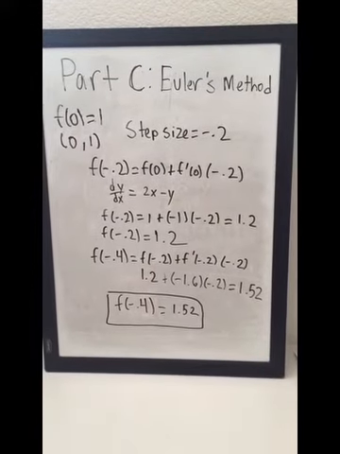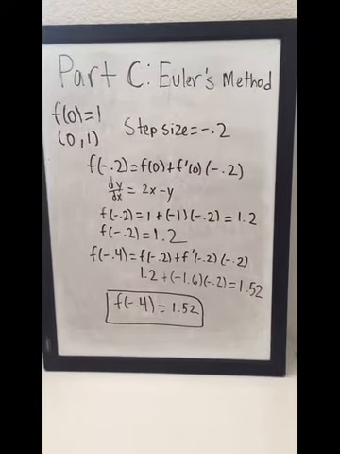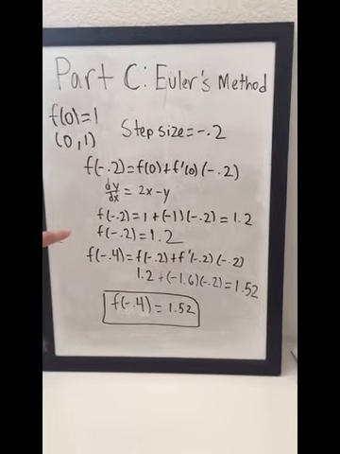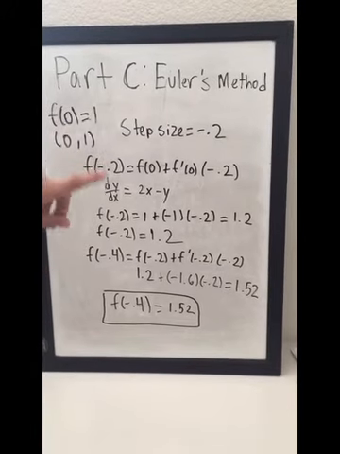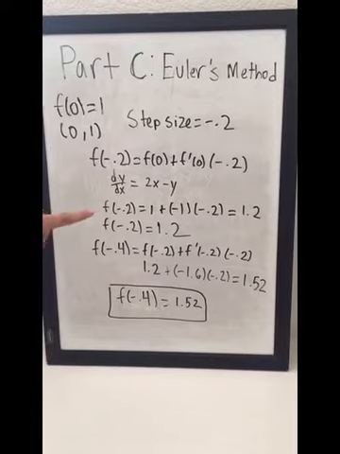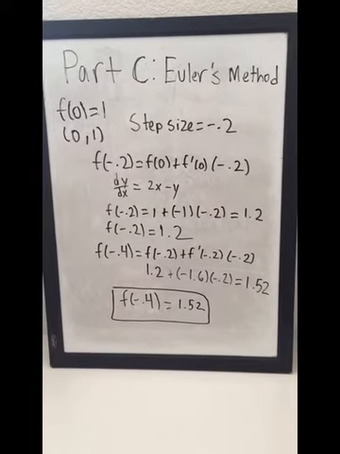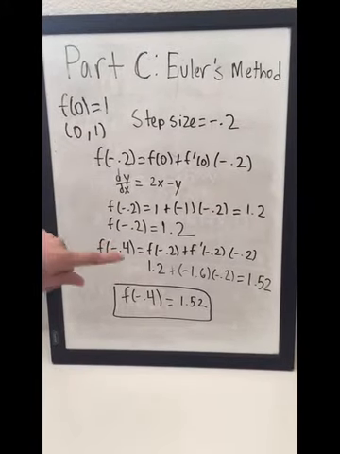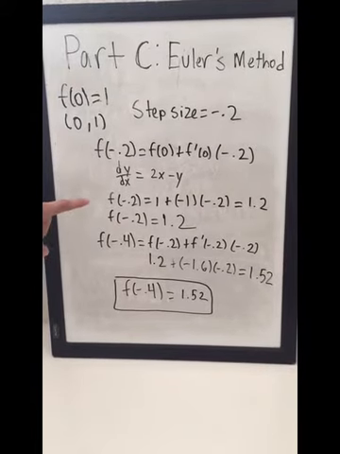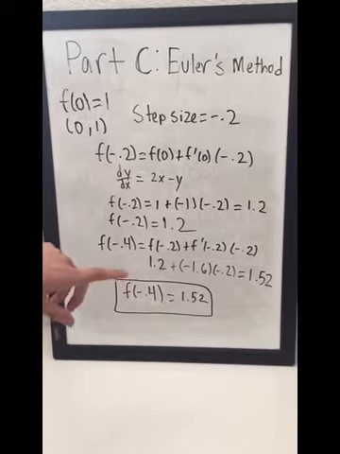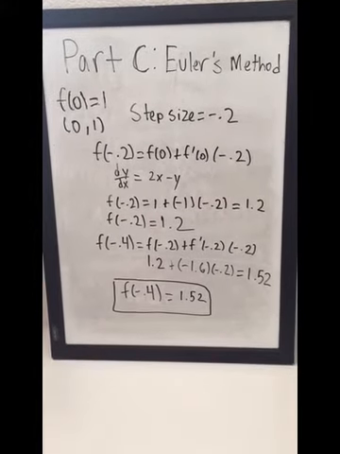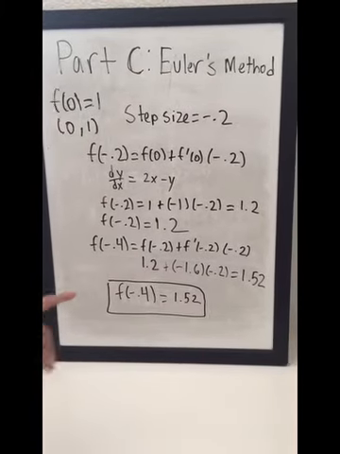So to find f of negative 0.2, you have to do f of 0 plus f prime of 0 times the step size, which is negative 0.2. So f prime of 0, you go back to the dy/dx equation, which is 2x minus y, and the point is (0, 1), so you plug that in, and f prime of 0 is negative 1. So f of negative 0.2 is 1 plus negative 1 times negative 0.2, which is 1.2. So there you find out f of negative 0.2 equals 1.2.